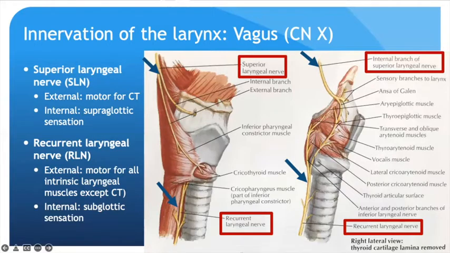So the right recurrent laryngeal nerve loops around the subclavian artery, and the left recurrent laryngeal nerve loops under the arch of the aorta in the chest. So the left recurrent laryngeal nerve is actually slightly longer than the right one. And so there's a little bit of an asymmetry there in terms of the lengths, but they both come up from looping around those arteries and insert into the larynx from below. So thus it's the recurrent laryngeal nerve.